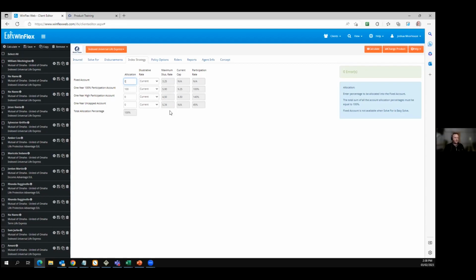Then for the uncapped, there is no cap, but we multiply by a participation rate. This one is 45%. So let's say it's a 10% return. We multiply it by 0.45, and we have a 4.5% return instead of 10. But let's say 2019, it went up 30%. You would have about 13.5% return because there is no cap. It doesn't quite perform as well as the 100% participation over time, but there will be years that it might perform better.